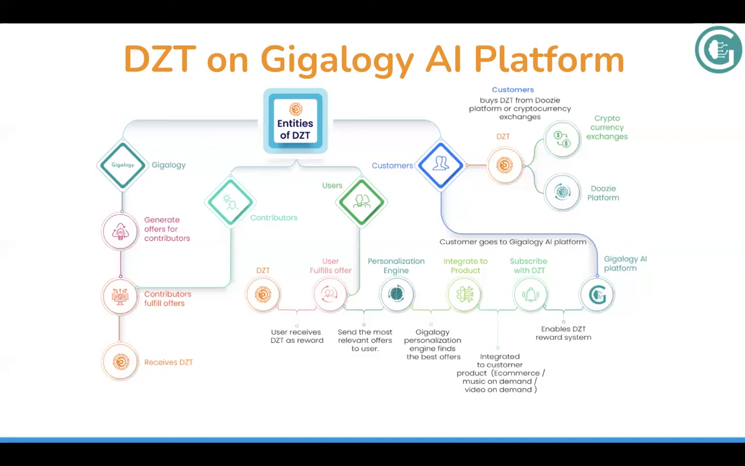So that's where the third-party contributor comes in. We will enable the Gigalogy developer program, and any machine learning engineers, data scientists, AI engineers, or anyone who wishes to build AI solutions and earn revenue can participate in the developer program. And by contributing to the Gigalogy AI platform ecosystem, they will earn or receive DZT token in return.